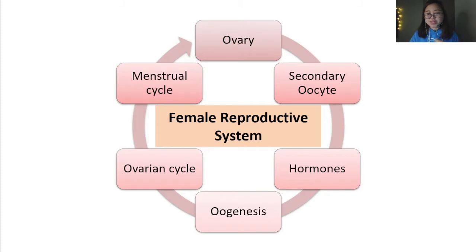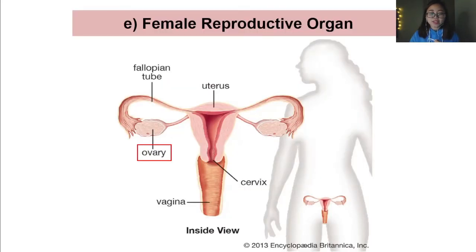Okay, so once again, just a very quick picture or imagery of what our lesson's going to be like. And if you're ready, let's get started. First things first, we're going to go for the very obvious thing. We'll talk about the female reproductive system and the female reproductive organ.